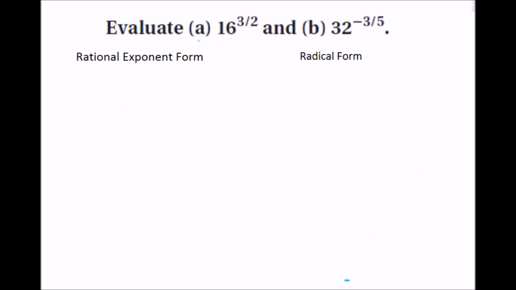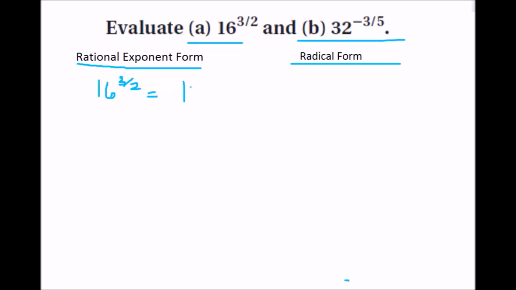The next thing you need to do is evaluate things like this, 16 to the 3/2 and 32 to the negative 3/5, and you have to do this in two ways, rational exponent form and radical form. Rational exponent form looks like this. You're just going to write down 16 to the 3/2.